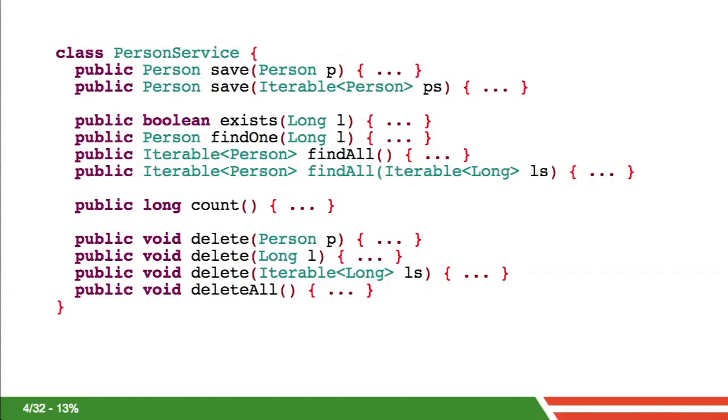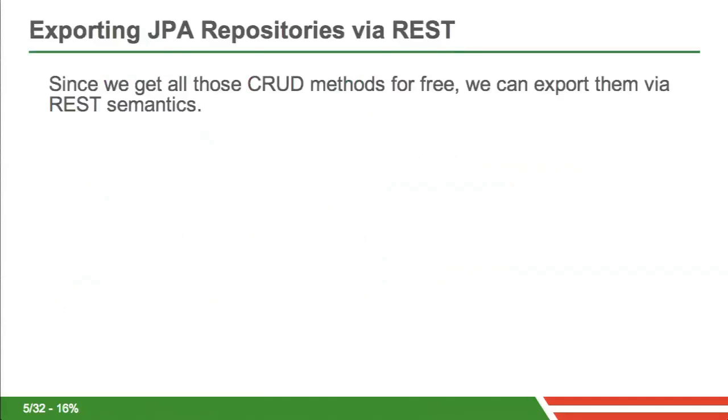And since it's a requirement of the REST exporter that you extend the CRUD repository interface so that you get at least all these methods, the exporter knows, okay, now I can add REST semantics to this. And so basically how we've looked at this is pretty obvious.